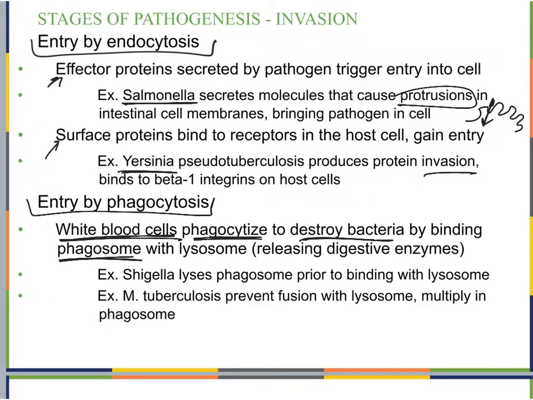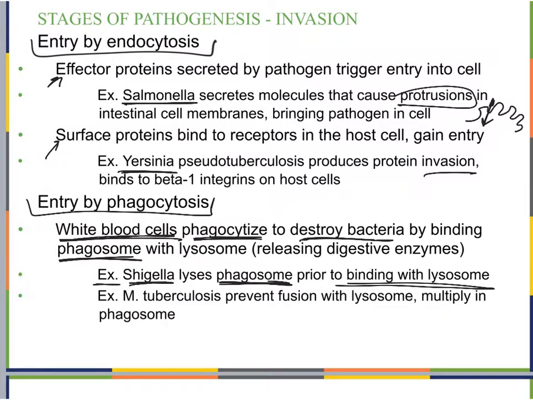And then this is when we release digestive enzymes that are supposed to degrade and break down the bacteria. Now, an example through phagocytosis is that Shigella actually lyses that phagosome prior to it binding with the lysosome. So our white blood cell is going about its business. It comes upon Shigella, and it says this isn't supposed to be here. So it grabs onto that Shigella bacteria and brings it into its phagosome, because the white blood cell is a cell that goes through phagocytosis. When it grabs onto it and brings it into itself, that little pocket with the bacteria in it is called a phagosome.